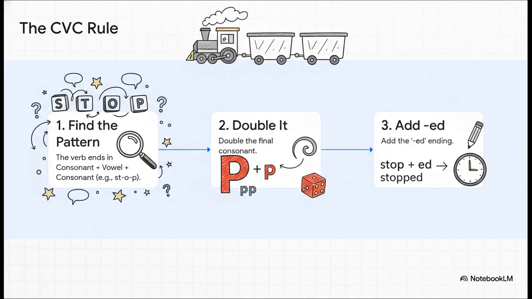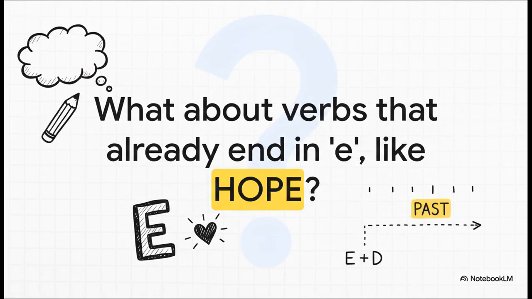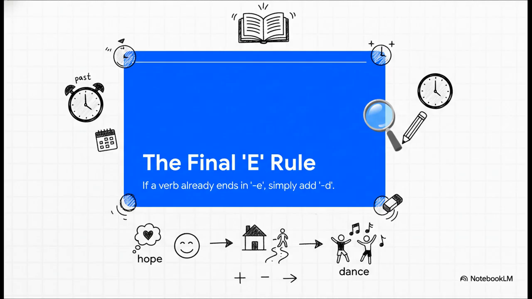That's the whole trick. And you see this all over the place. Chat becomes chatted, drop becomes dropped, jog becomes jogged. Same exact CVC pattern, same exact rule. Okay, last big rule, and I promise this one is the easiest of them all. What about a word that already ends in E, like hope? Yep, you probably guessed it. You don't need to add a whole other ED. The E's already doing half the work. You just add a D, so hope becomes hoped, live becomes lived, dance becomes danced.